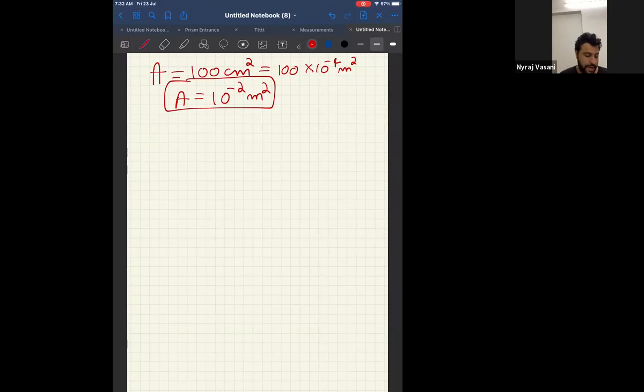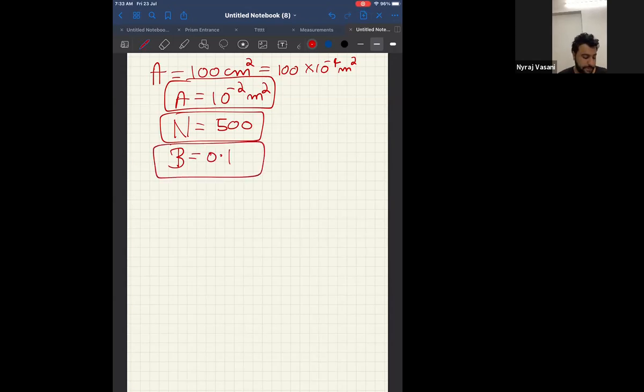Continue. Has 500 turns. That means number of turns is equal to 500. Magnetic field of 0.1 Weber per meter square. That means capital B is given as 0.1 Weber per meter square, perpendicular to both ends of the coil. Perpendicular to ends of the coil means parallel to the whole system. That means theta equal to zero. The field is reduced to zero in 0.1 second. That means time is 0.1 second.